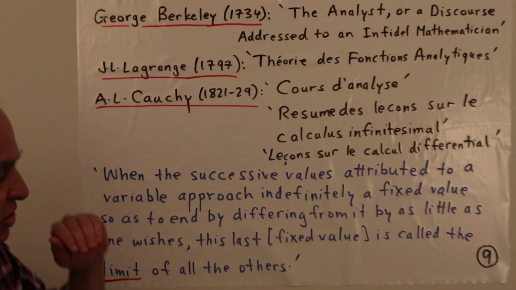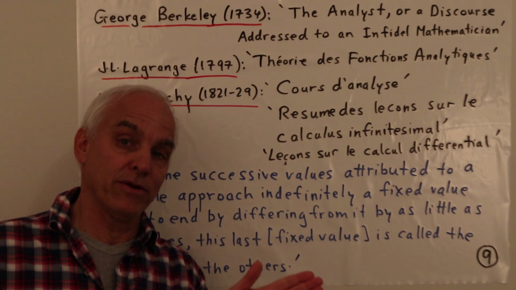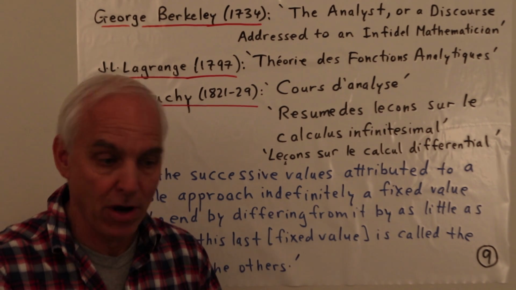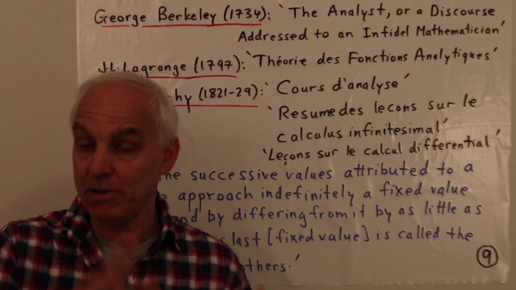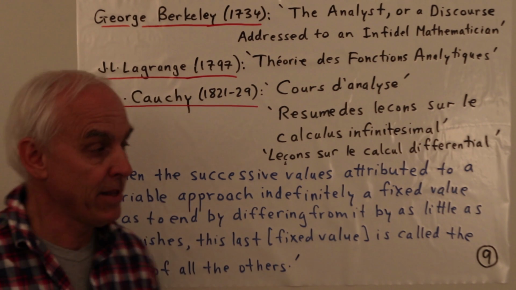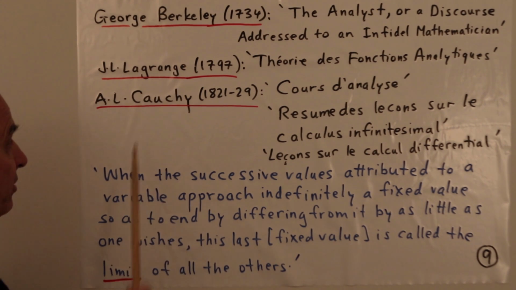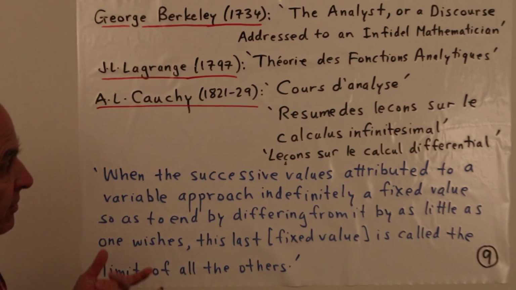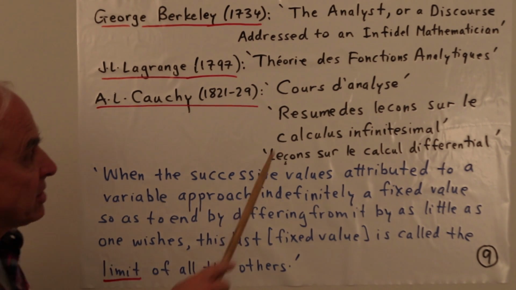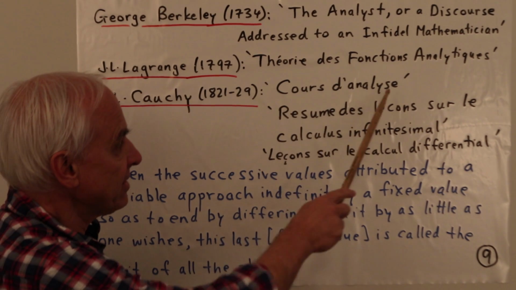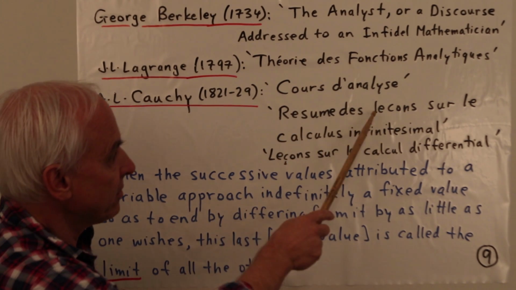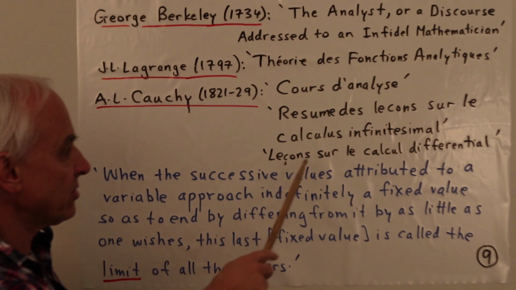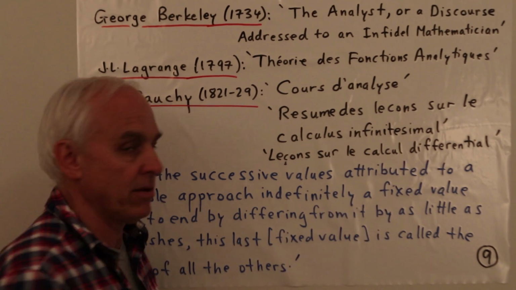Nevertheless, in the 19th century, things went off in a different direction. And that map that had been laid out by Euler and Lagrange was kind of forgotten about, and people went off in a different direction. And prominent amongst them was the great French mathematician Auguste Cauchy, who wrote a series of influential textbooks, amongst which are Cours d'analyse, Résumé de leçons sur le calcul infinitésimal, and Leçons sur le calcul différentiel.